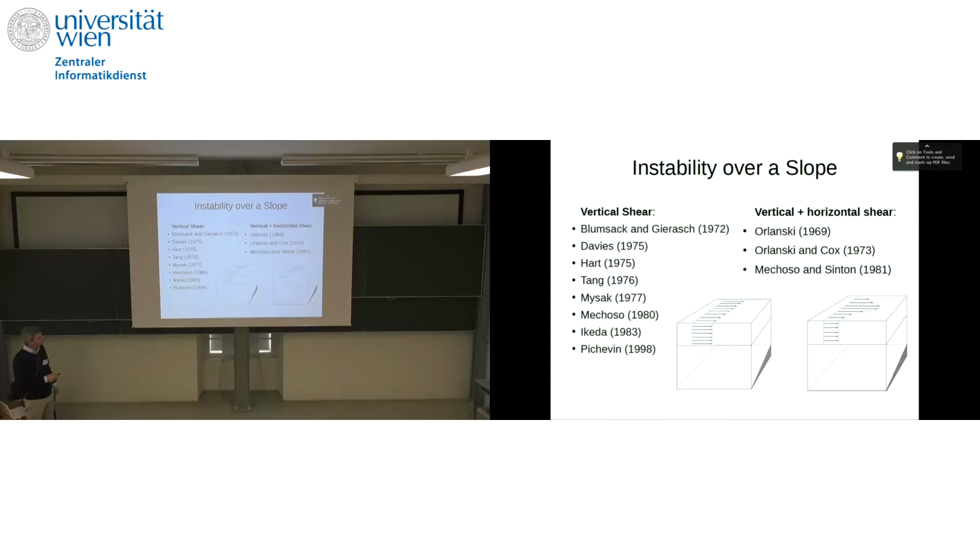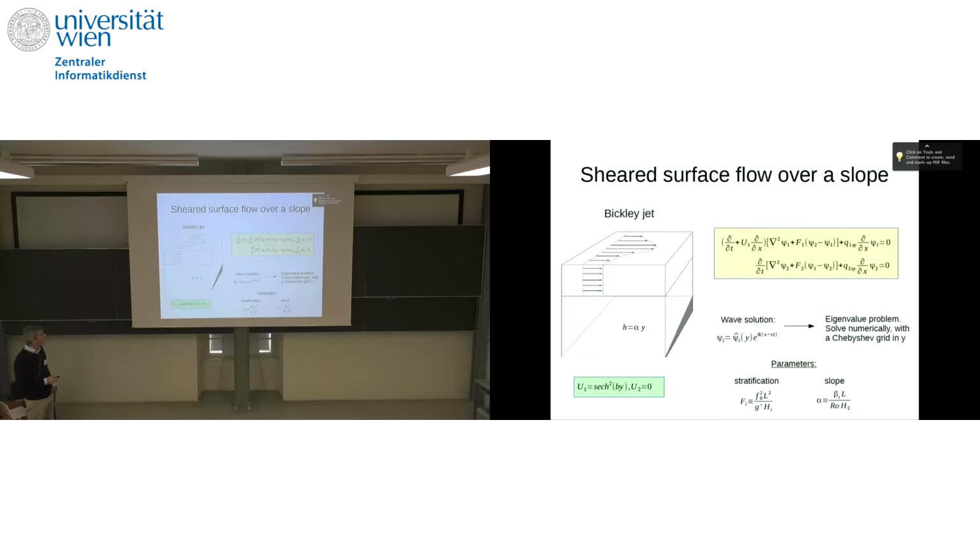And then you also have a couple of examples of what happens when you have a bottom slope and a lateral shear as well. I'm going to talk about the second case here. What happens when you have a lateral shear and you also have a bottom slope? In particular, what type of bottom slopes will be required to change the character of this? Will we change from baroclinic instability over to something different?